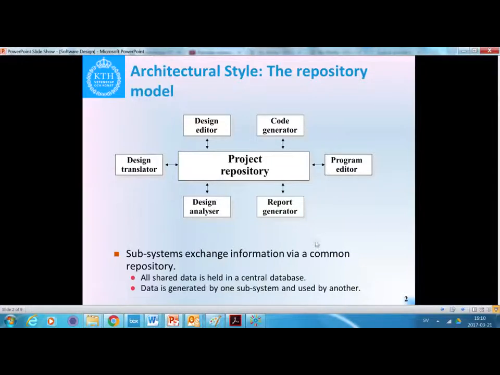Here is one style, which is called project repository. It is a database-based style where you have a central repository, and you have various applications that communicate with each other via this central repository. So the style is called the repository model. Subsystems exchange information via a common repository. So all data is shared by all these applications in this central repository. And the data that is generated by one subsystem is then used by other subsystems or applications, if you wish to use this term.